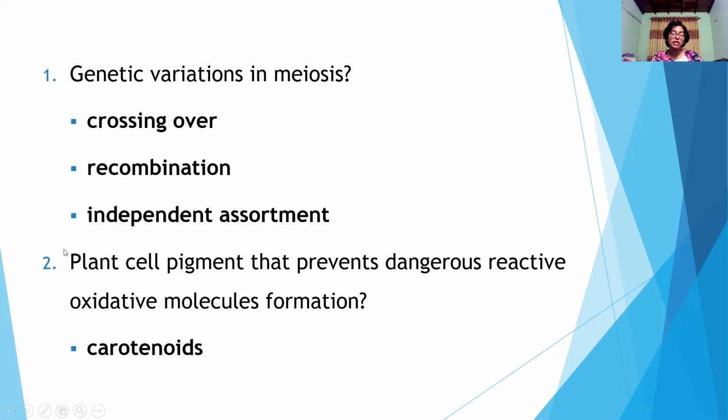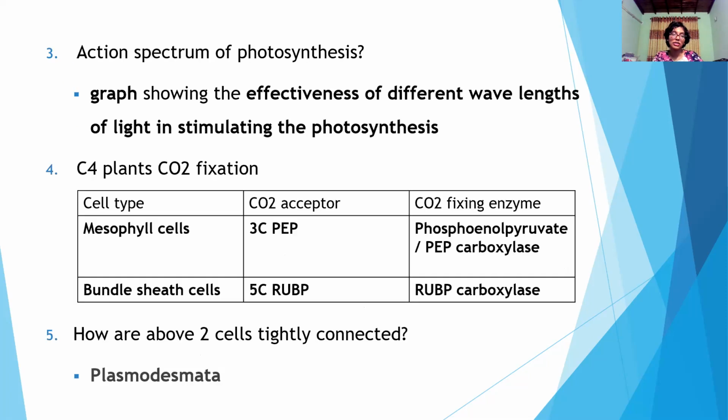Then the second question is the plant cell pigment that prevents dangerous reactive oxidative molecule formation. You can find this in your text, and the answer is carotenoids. Carotenoids are plant cell pigments. You have chlorophylls, carotenoids, xanthophylls. These carotenoids prevent dangerous reactive oxidative molecule formation. Then there is the next question.